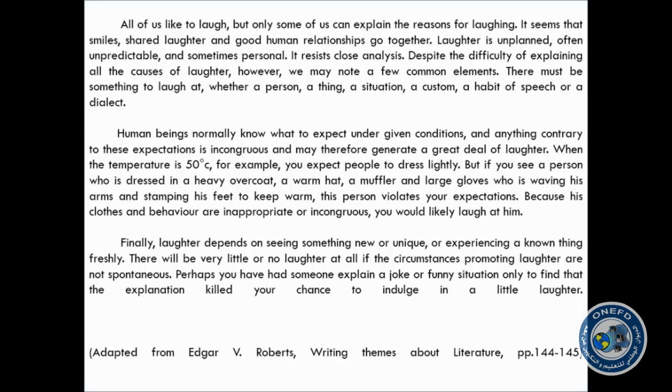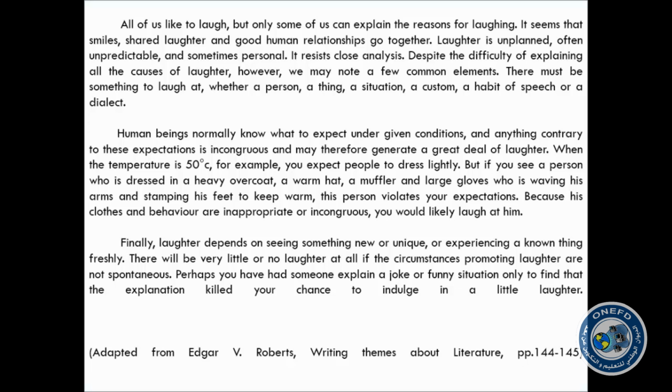So the second paragraph speaks about some situations that cause laughter. Some are inappropriate, so they are inappropriate and incongruous.